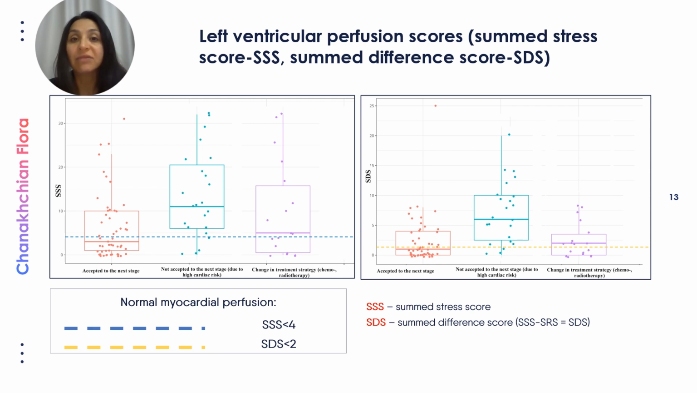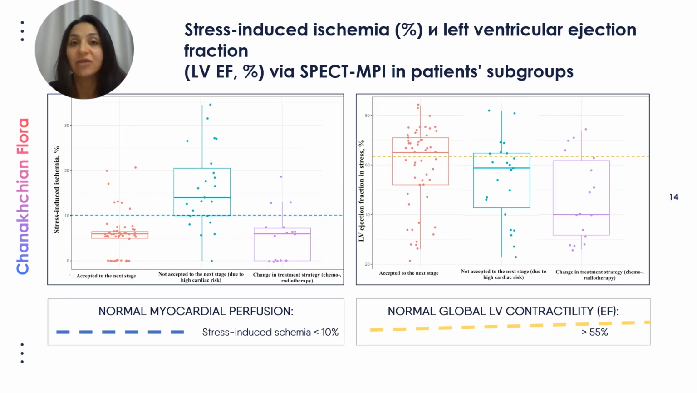On the whole, the summed stress score and summed difference score, representing total myocardial ischemia and infarct by myocardial perfusion imaging, are significantly higher in patients who were not accepted to the next stage of cancer therapy. In the subgroup of patients with treatment strategy changes, these parameters were also slightly higher than in patients who were accepted to cancer surgery. The extent of stress-induced ischemia was significantly higher in patients who were not accepted to the next stage. Concerning left ventricular ejection fraction, which is calculated by estimation of diastolic and systolic volumes derived from short axis images, in patients who were not accepted to the next stage, and in those who had treatment strategy changes, it was significantly lower.